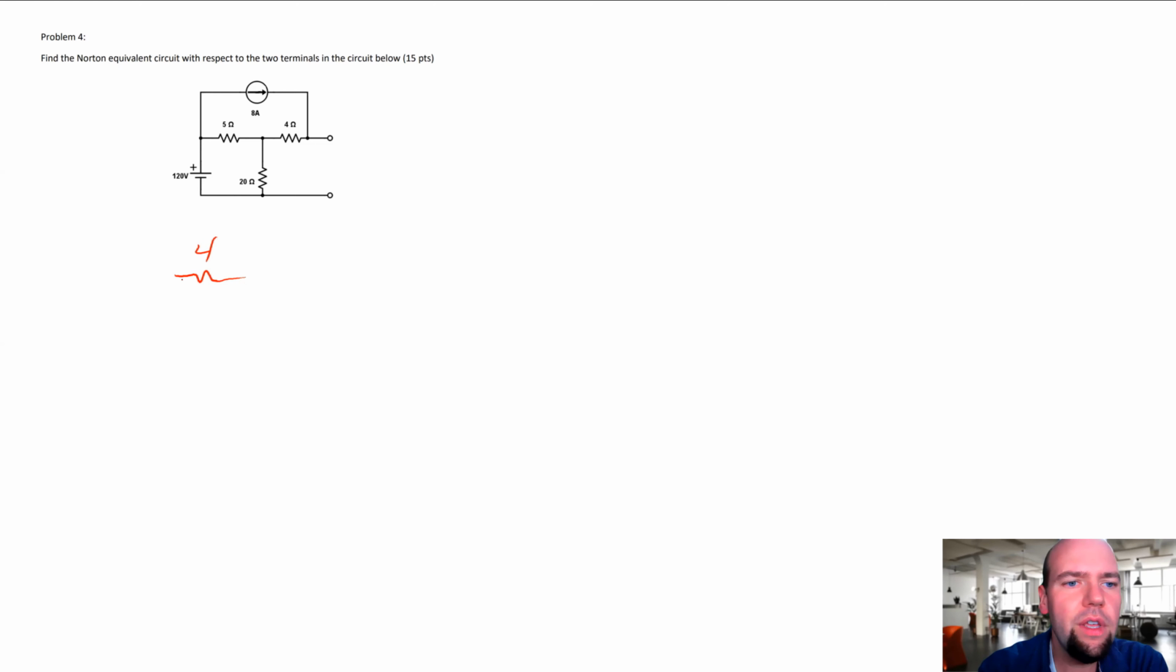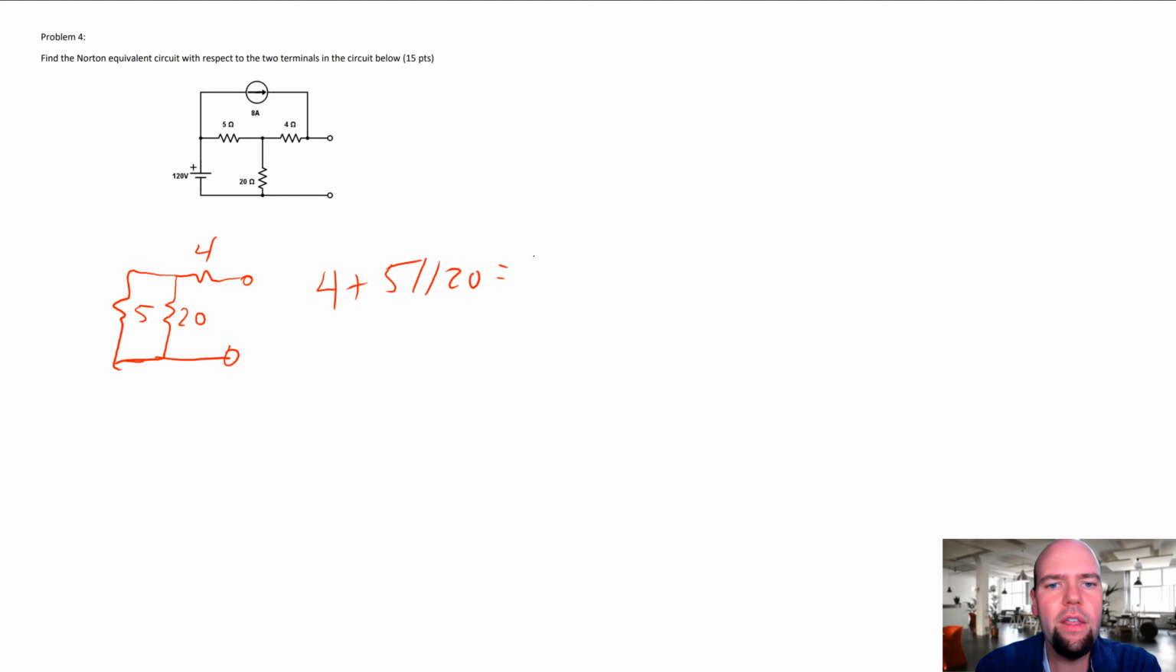That's a 4 and a 5 and a 20. So then we have 4 plus 5 in parallel with 20. That should be 8. 5 in parallel with 20 should be 4, but double check. Yep, so that's 8. So boom, we got REQ. That's good. So now the question is just, do we want to do short circuit current or open circuit voltage?